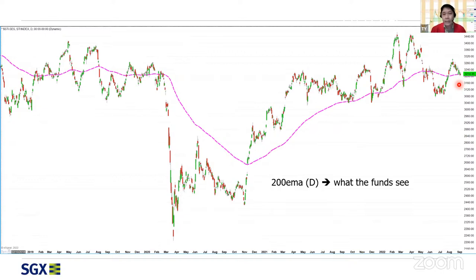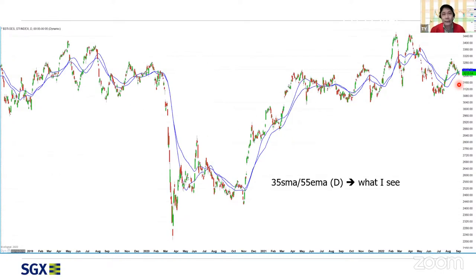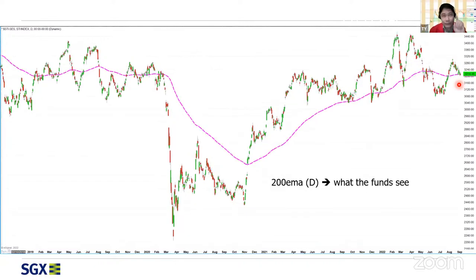All right. Okay, so therefore, this is what the funds use. Yeah. Now, how about me? I see what the funds see. I know whether they are bullish or they are bearish or whether they are sideways. But this is too slow for me, too slow for the individual trader, especially when the market is very far away from the fair value, the top side or the bottom side. So I want a faster one.